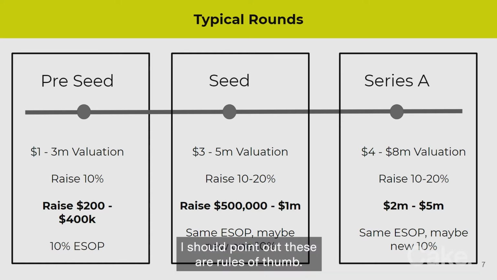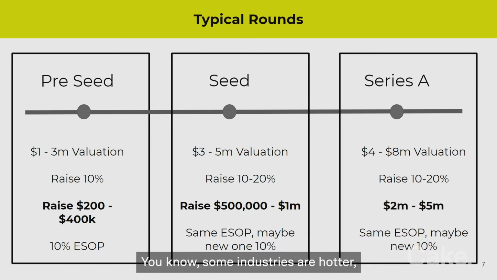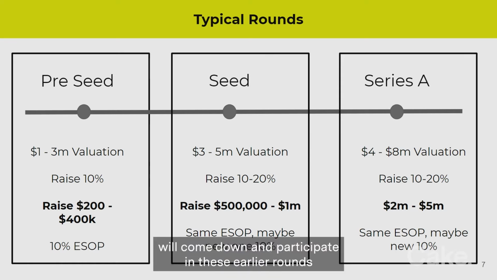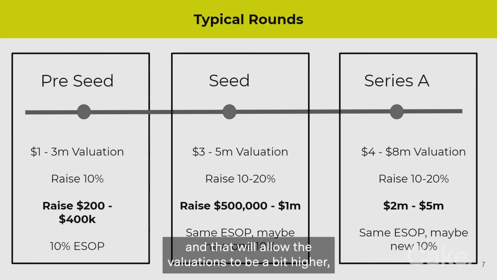I should point out these are rules of thumb. Some industries are hotter, some companies are more progressed. Fintechs and certain sectors do attract high valuations and larger raises. Sometimes larger investors like VCs will come down and participate in these earlier rounds, and that will allow the valuations to be a bit higher potentially, and the raise amount to be a bit higher potentially.